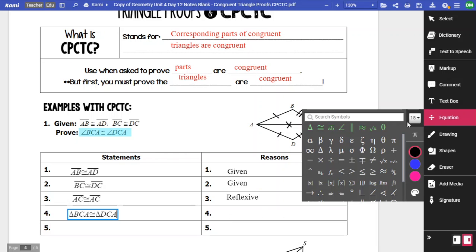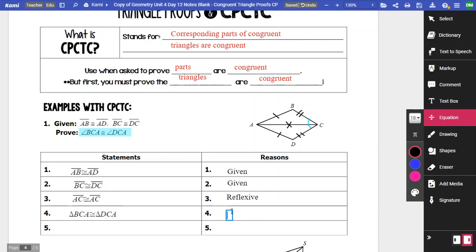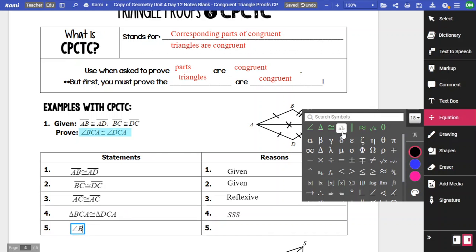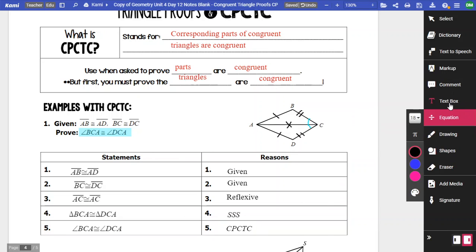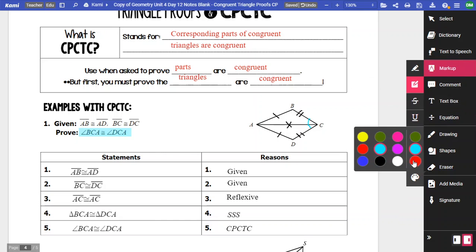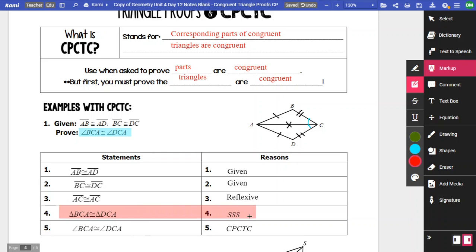So triangle BCA is congruent to triangle DCA, and this was by side, side, side. And now we can show that angle BCA is congruent to angle DCA, and our reason on that is CPCTC. Corresponding parts of congruent triangles are congruent. So once we showed that these two triangles are congruent right here, we know everything about those triangles. Everything about one triangle has a matching part on the other triangle.